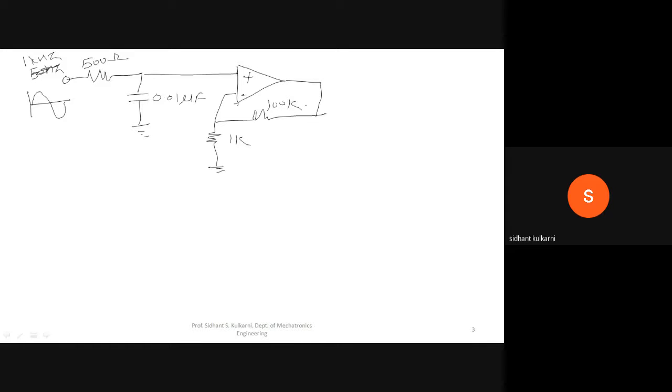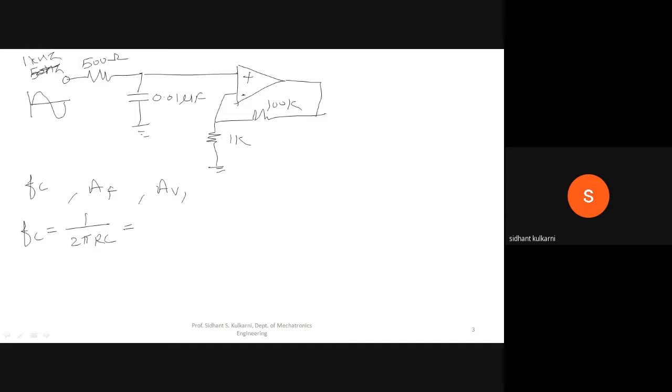No problem. Now you need to tell me a few things. Can anyone tell me the cutoff frequency, then the gain AF, then AV? All these things you need to calculate. So FC is equal to, what is the formula for cutoff? 1 upon 2 pi RC. What will it be? Has anyone calculated?